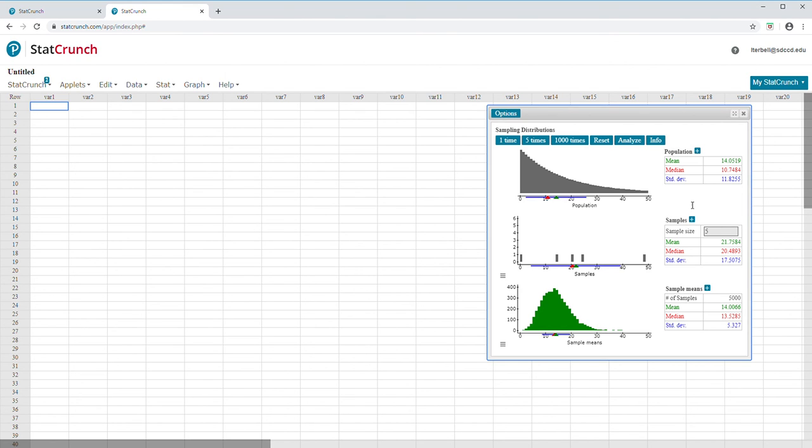Okay, so now we'll do one more last example. Increase the sample size to 30 and reset it. Let's do 5,000 samples and see what it looks like. Okay, so now once again we'll look at the mean. Actually, the mean is very close to the population mean. 14.05 is the population mean. The mean of the 5,000 samples is 14.08.